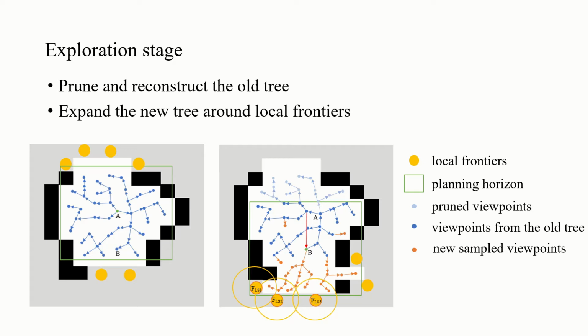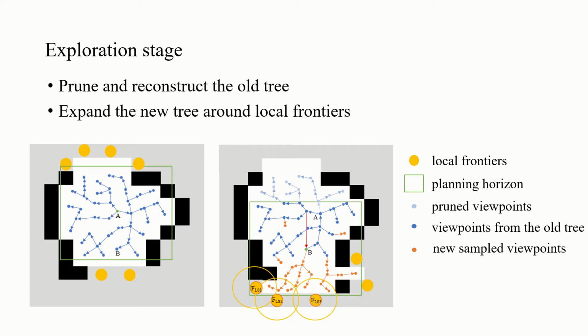Here is the detailed process of the exploration stage. The figure on the left includes information from the previous iteration. The RRT is expanded in free space inside the planning horizon. After that, a path is planned from A to B. It is obvious that most viewpoints in the first figure are in the middle of the horizon and cannot see any new information.